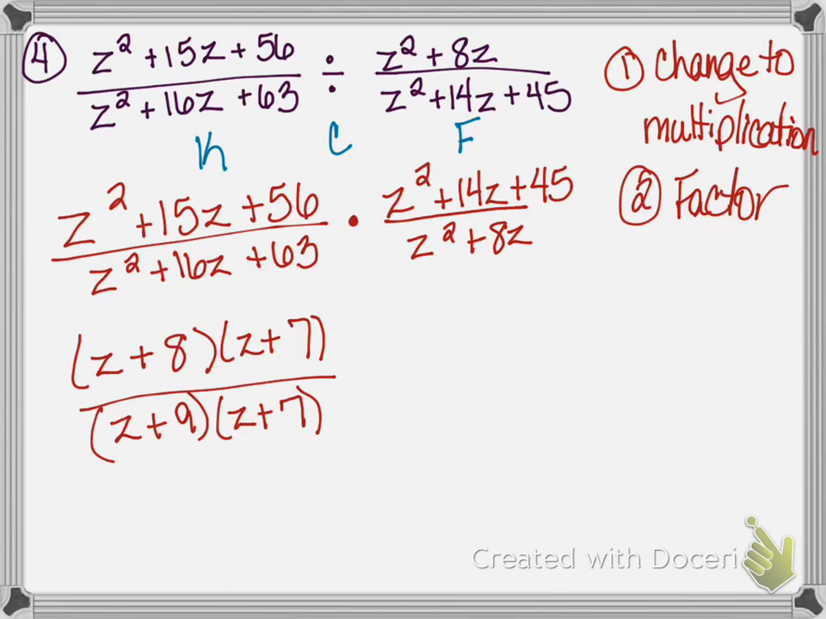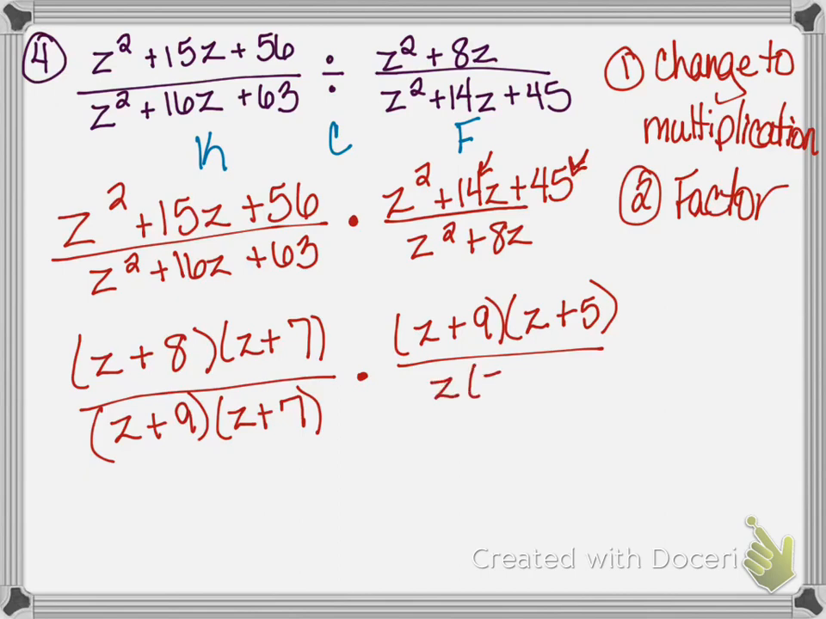Okay, and I am multiplying that. Then I have z squared plus 14z plus 45. 45 is my product. 14 is my sum. So that's 9 times 5. So I have z plus 9 and z plus 5. Then I have a GCF for the next one. So I'm just going to take out a z.